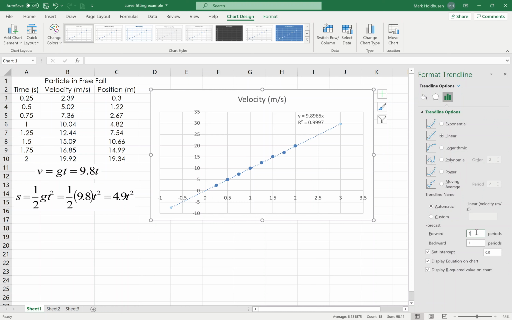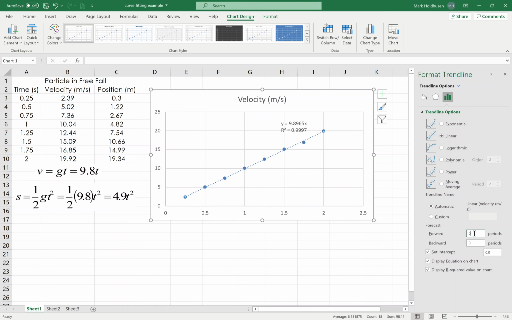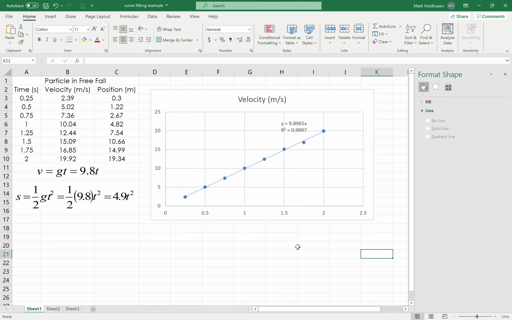So again, usually 0 is fine. Leave that alone, and the y-intercept, things of that nature. So that's how I can go ahead and place that linear curve on there. Okay, now let's take a look at the position data. So I'm going to make a new plot.